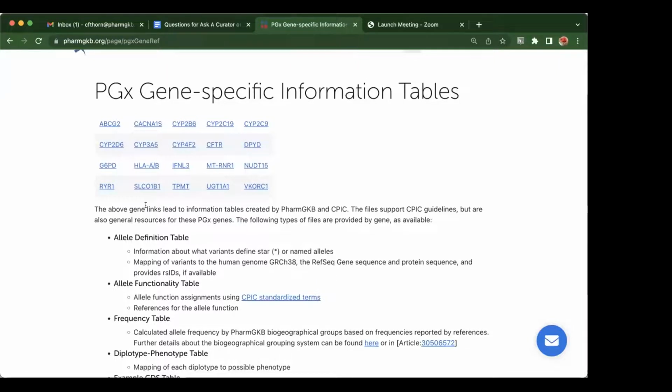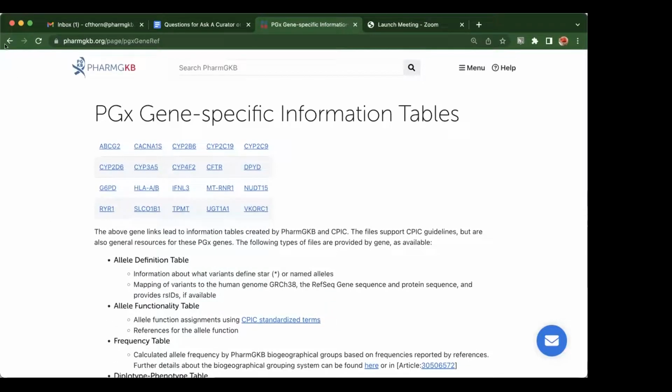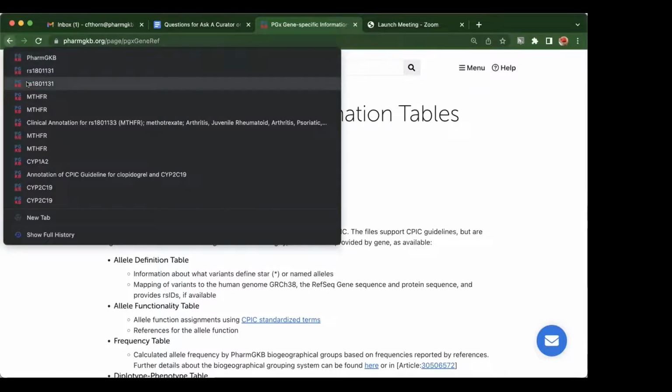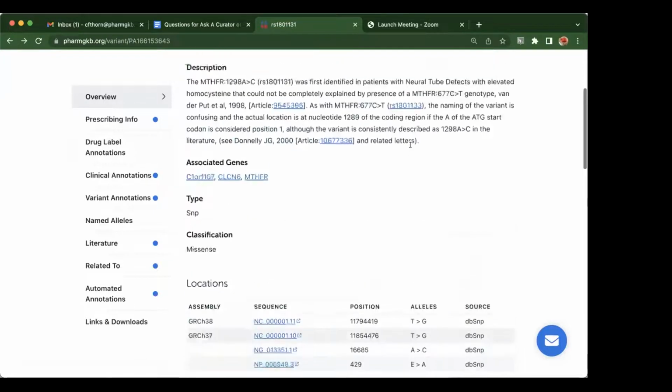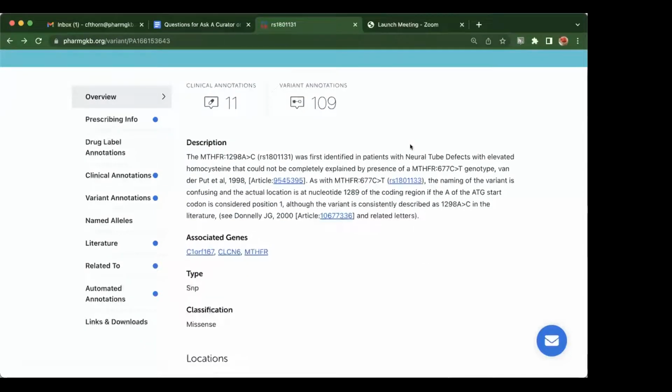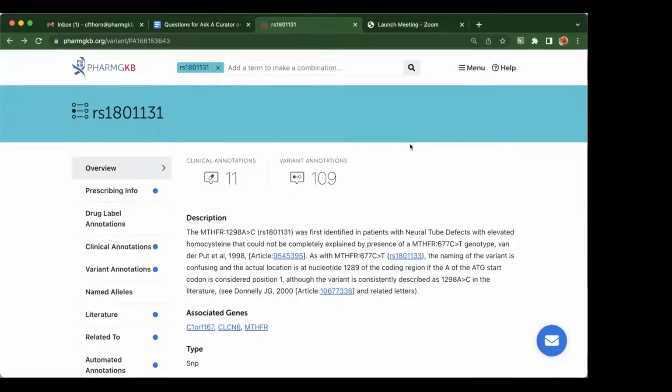Okay. In general, we are not trying to collate frequency information. There are other places out there doing it on a more global scale. So if I go back to that MTHFR page, we're pulling in things from gnomAD and 1000 Genomes and ALFA. There are other people doing frequency stuff.